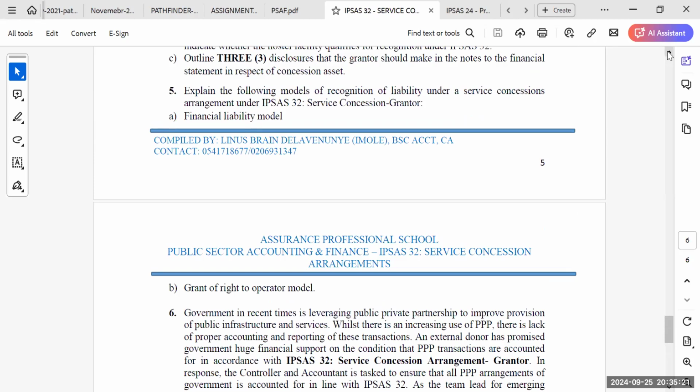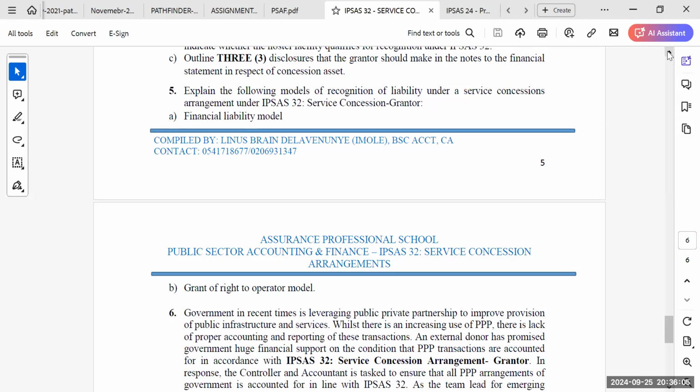The financial liability model. When do we recognize liability under the financial liability model? I can say that for the financial liability model, that's when we see that there are payments to be made by the public entity. And the grant of rights to operator model is when we don't see any cash payments or whatsoever, but we see an exchange of an asset between the entities.